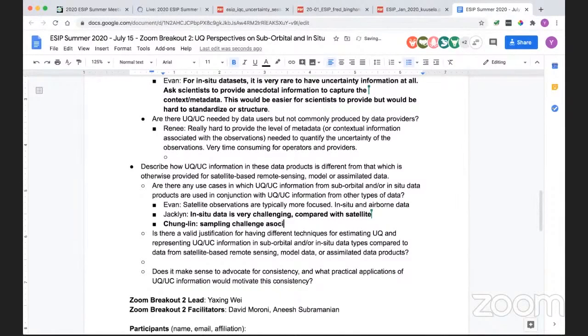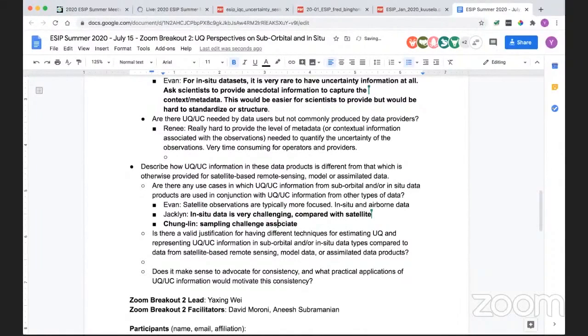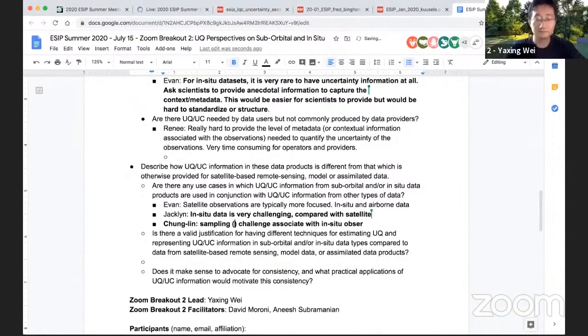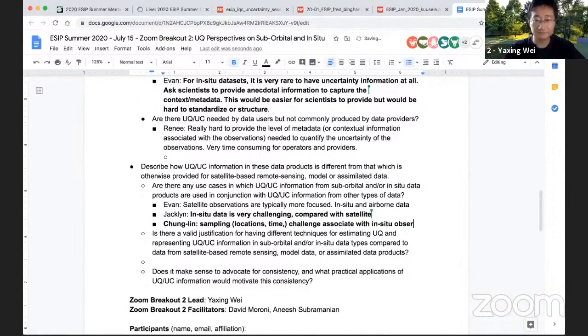Right. Thanks, Xiongling, and I'll put that down. Yeah, this is more like, it's not the instrument error, it's that when you try to compare them together, how you're going to sample them, that's kind of an art. Thank you, Yakshing.